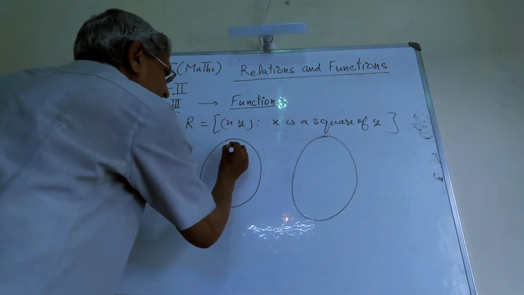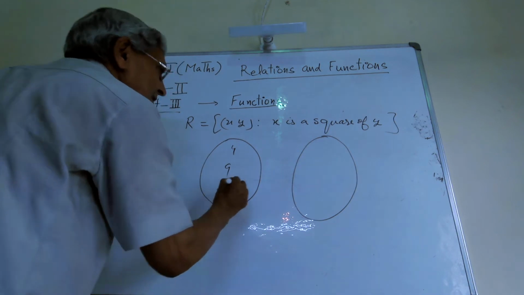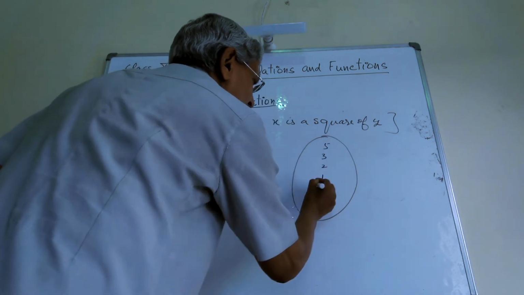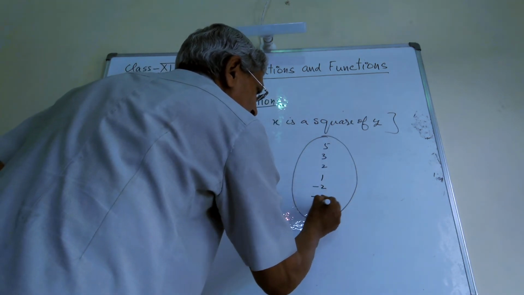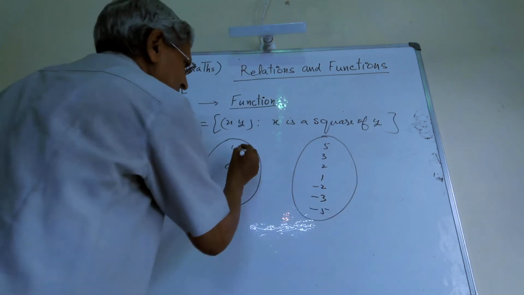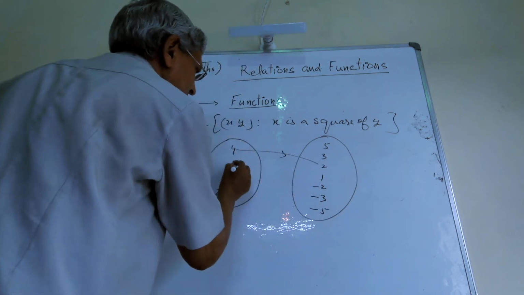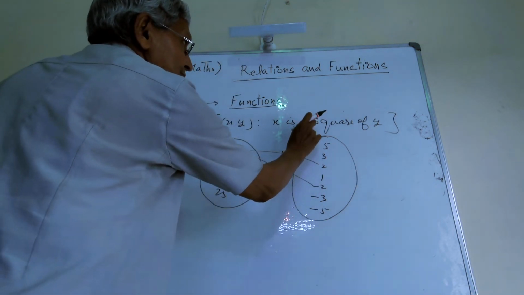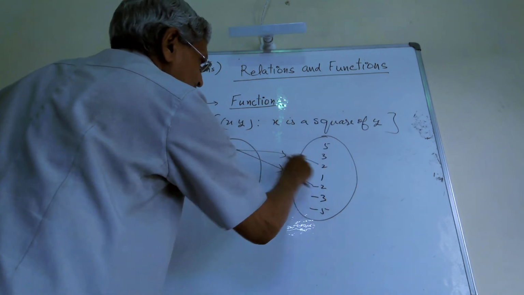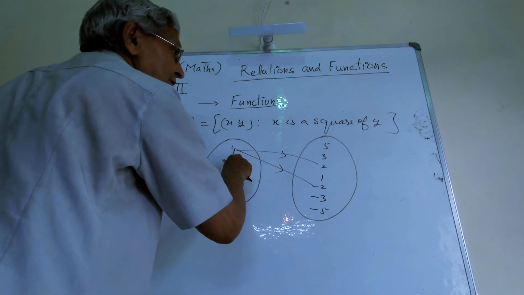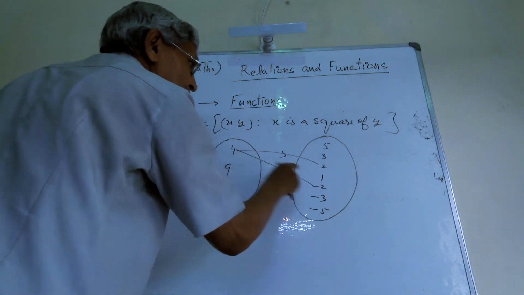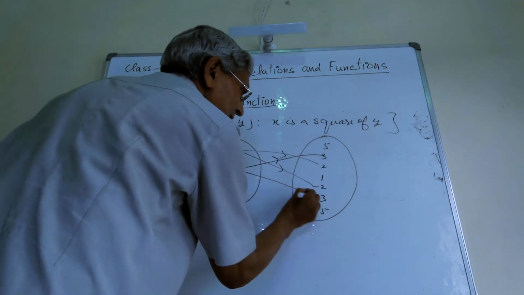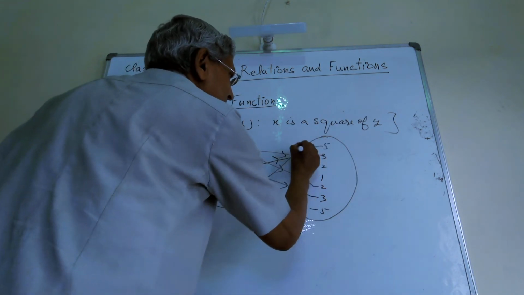Here 4, 9, 25. Here 1, 2, 3, 5. Minus 2, minus 3, minus 5. You see here, 2 has this plus 2 image and 2 also has minus 2 according to this condition, because square of 2 is 4 and square of minus 2 is also 4. So this 4 has 2 images, 2 and minus 2, and 9 also has 2 images, 3 and minus 3, and 25 also has 2 images.